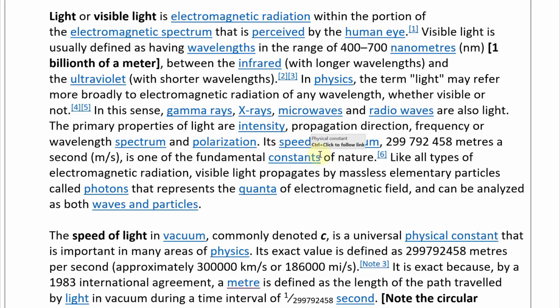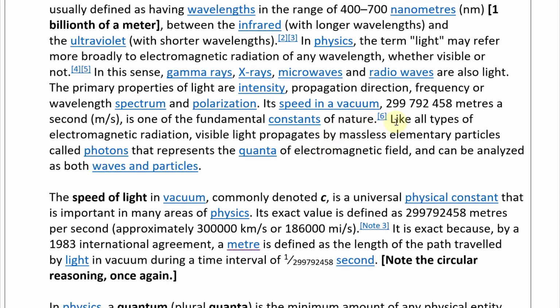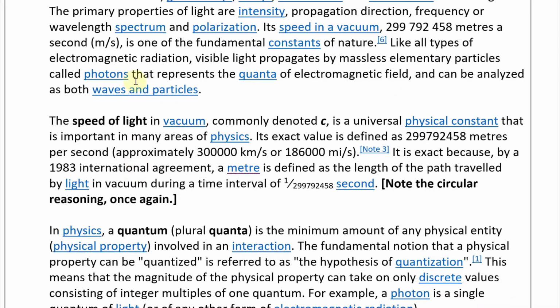Yeah, so its speed in a vacuum is 299,792,458 meters a second, or m/s. And this speed is one of the fundamental constants of nature. Like all types of electromagnetic radiation, visible light propagates by massless elementary particles called photons that represent the quanta of the electromagnetic field and can be analyzed as both waves and particles.